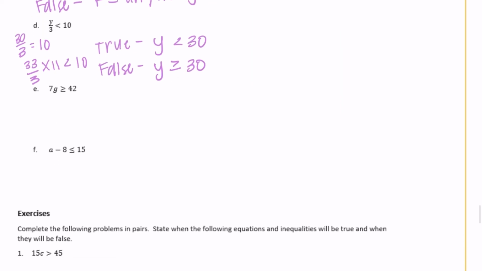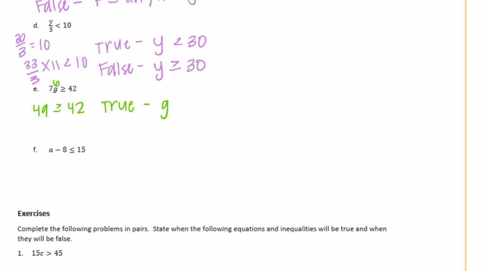E, 7g is greater than or equal to 42. So to make it equal to 42, g would be 6. So let's try making g 7. If g was 7, 7 times 7 would be 49. Is 49 greater than or equal to 42? Yes.